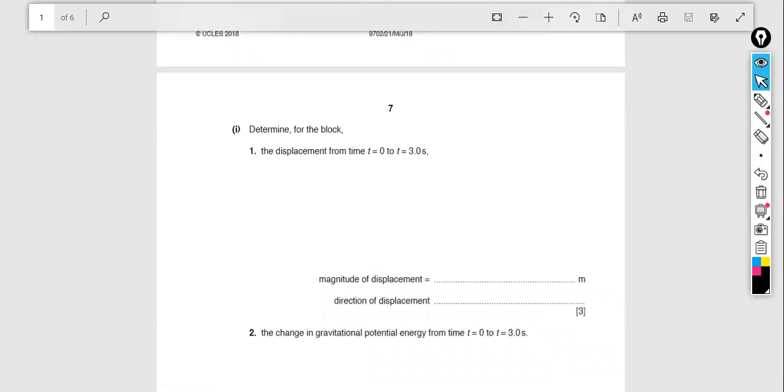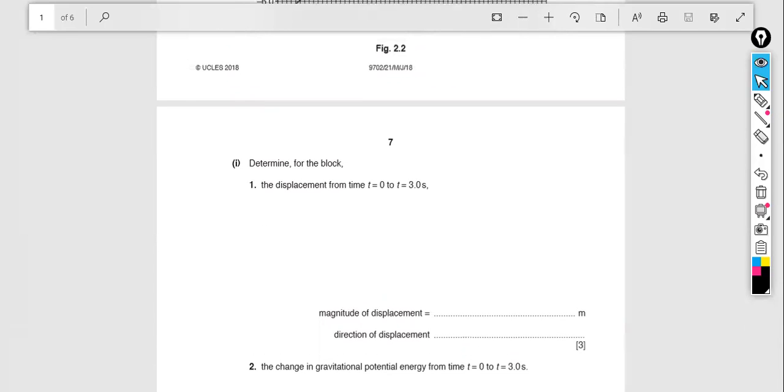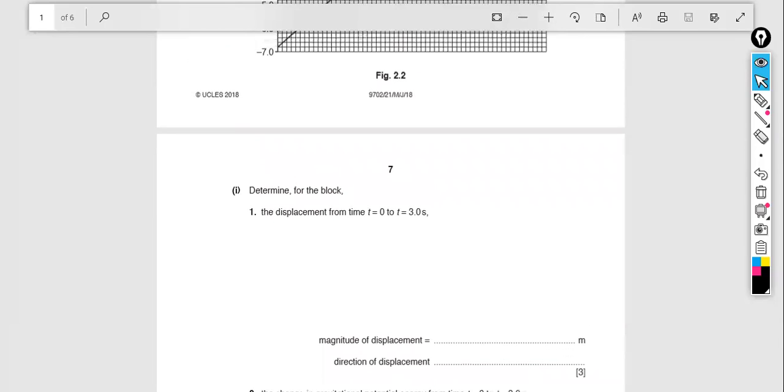And our first task is to determine for the block the displacement from time t equals 0 to time t equals 3 seconds. And we need to solve for both the magnitude of displacement and the direction. So remember that displacement is a vector. In fact, it's one of the things that we want to revisit with the kinematics learning objectives, right? Define displacement, speed, and velocity. So here we're determining the displacement.